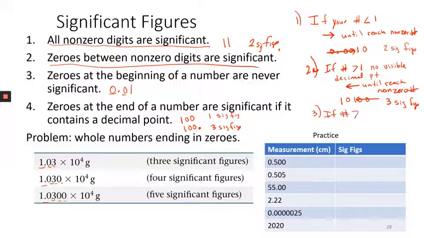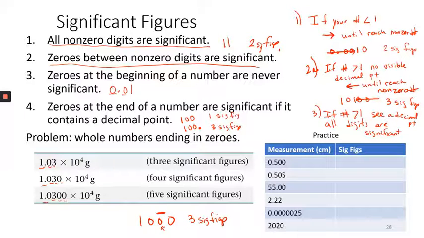If your number is greater than 1 and you see a decimal point, all digits are significant. Sometimes you might see a bar written over a 0. In this case, that means this number is significant and all the ones to the left. So this has 3 sig figs.